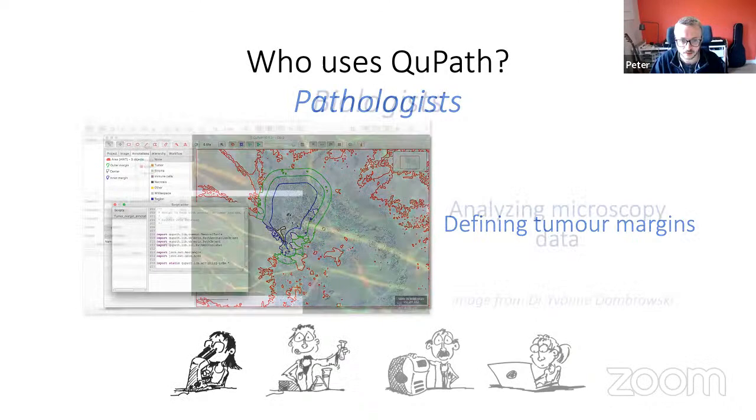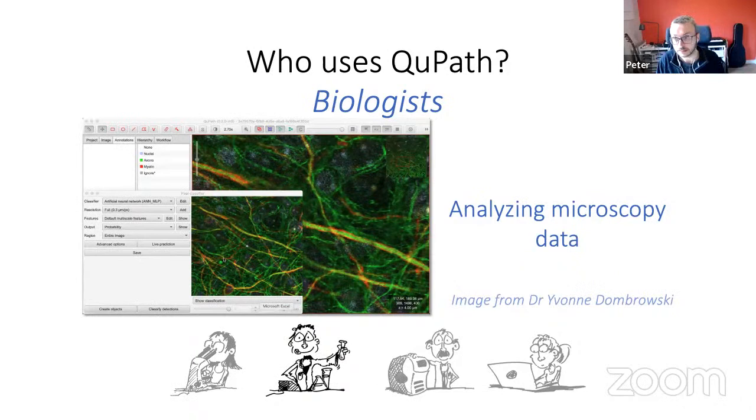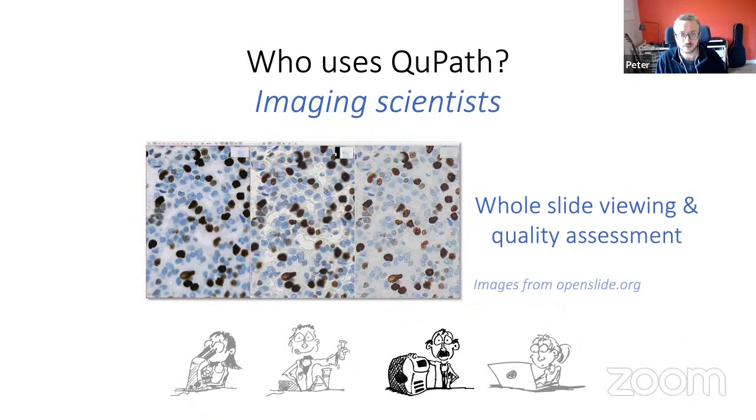It's also used by biologists for completely different studies, so not purely for pathology images. And so this is an image from my wife, who's an immunologist, so I need to make it work on her images as well, so we can do her kind of analysis. Otherwise, what's the point in having created a new open source platform?